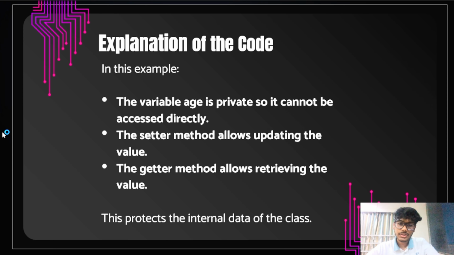Now, explanation of the code. Let's understand this code in a bit more detail. The variable age is private, which means it cannot be accessed directly from outside the class. If someone wants to change its value, they must use the setter method, which is setAge. And if someone wants to read the value, they must use the getter method, which is getAge. This ensures that the internal data is not directly exposed. So overall, this approach helps in maintaining data security, control, and a proper structure of the program.